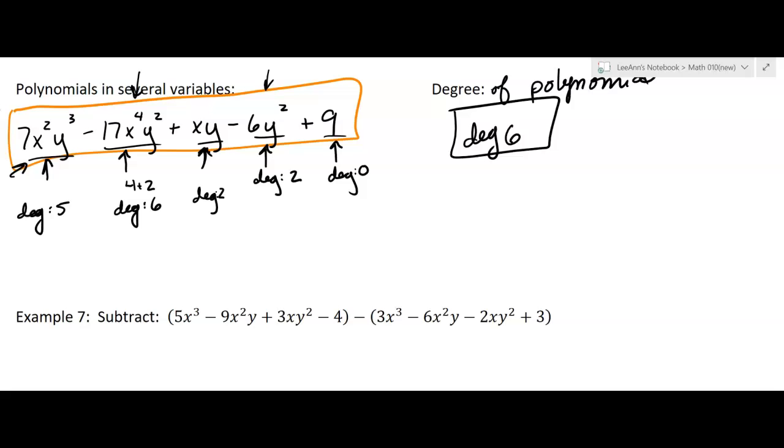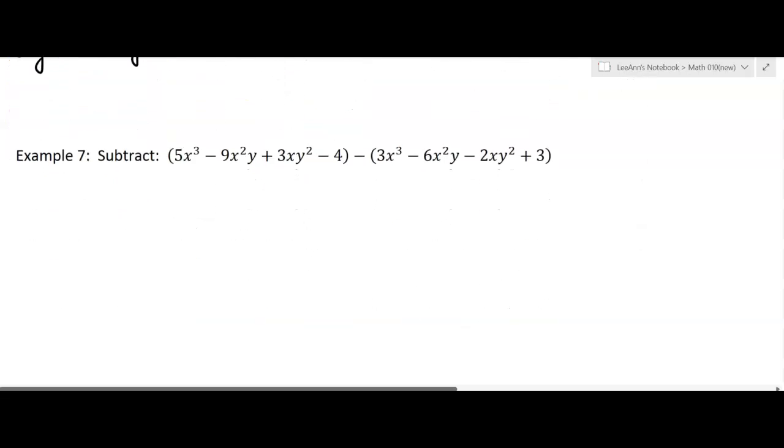The only thing that can be different is the coefficients if they're going to be like terms. So they have to have the same variables and the same exponents. Like you might be saying, oh, I've got a y squared here and a y squared here. Yep, not good enough because of the x to the fourth. So they're not like terms. Okay, so that'll help us when we go to do this subtraction.